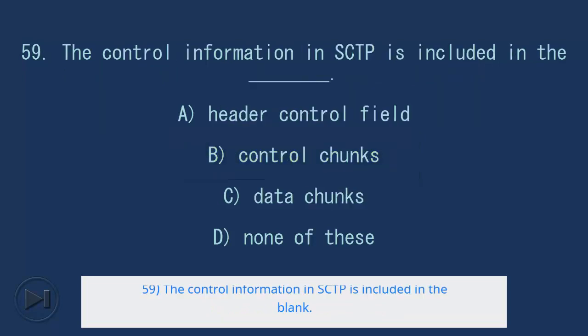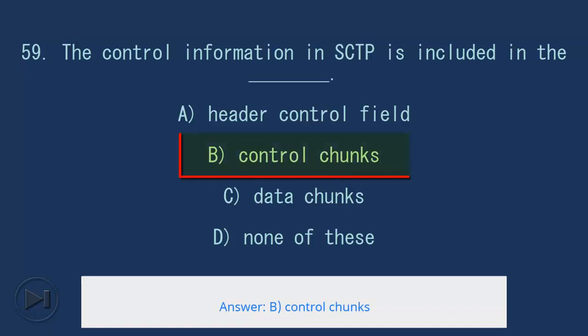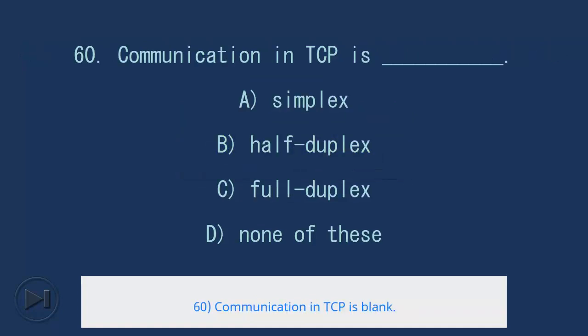59. The control information in SCTP is included in the blank. A, header control field. B, control chunks. C, data chunks. D, none of these. Answer, B, control chunks. 60. Communication in TCP is blank.